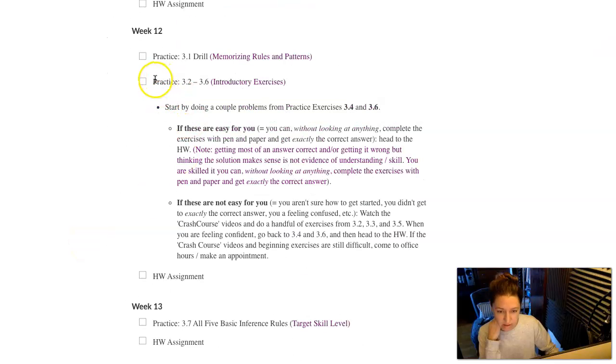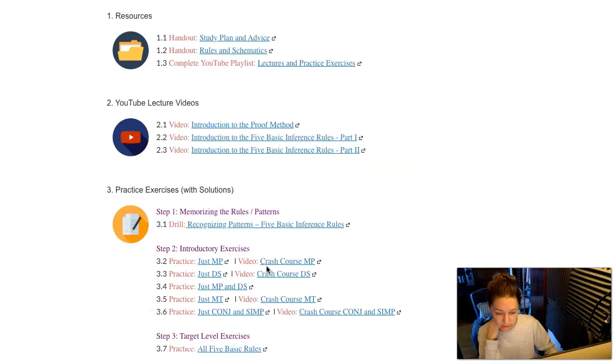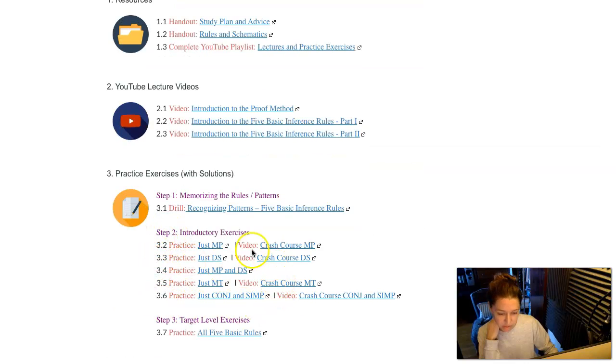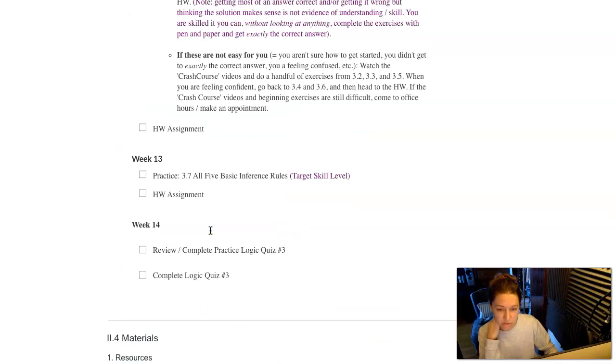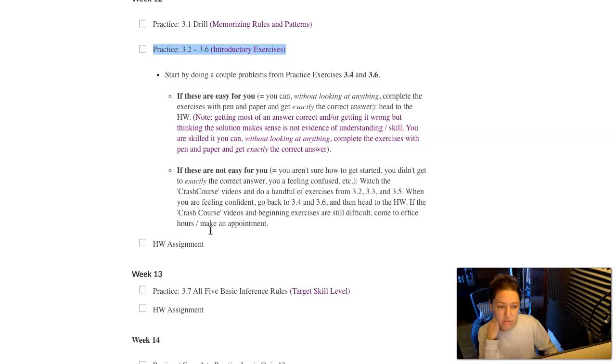Okay, next, practice exercises. So scrolling down, 3.2 through 3.6, the introductory exercises. Now, you don't have to do all of them. The goal is to do practice exercises that are at the right skill level for you. So there are suggestions here for where to start. And you might start by doing a couple of problems from 3.4 or 3.6.